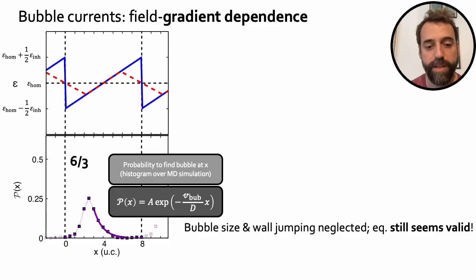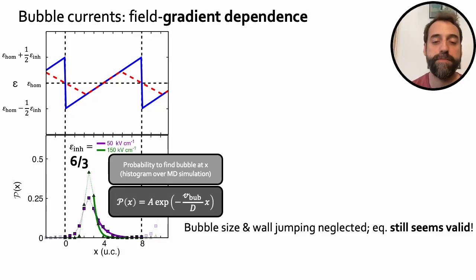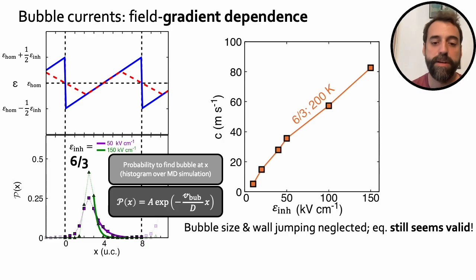velocity. We can also play with the amplitude of the inhomogeneous component, so the gradient of this field that we superimpose. And what we see is that when you increase the amplitude of this inhomogeneous field, the histograms become narrower and higher, and therefore what we get is a larger velocity. We can even plot the drift velocity as a function of this amplitude of the inhomogeneous component. And what we see is that essentially you can increase, basically linearly, the speed of the bubbles by increasing the amplitude of this inhomogeneous component.